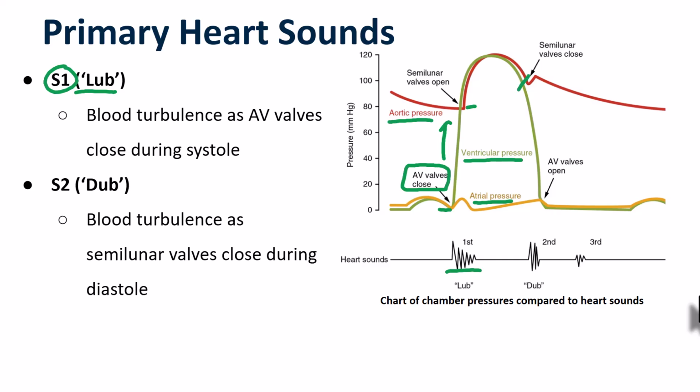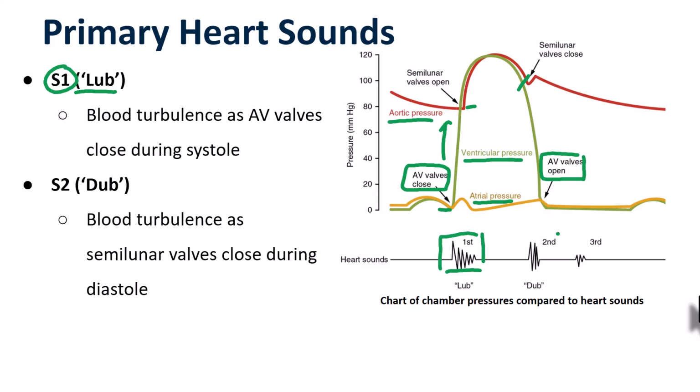At that point, the pressure in the aorta is greater than the pressure in the ventricle, so blood is going to start to rush back toward the ventricle and close the semilunar valves. And then the AV valves will open up again. So, S1 occurs right at the beginning of systole.